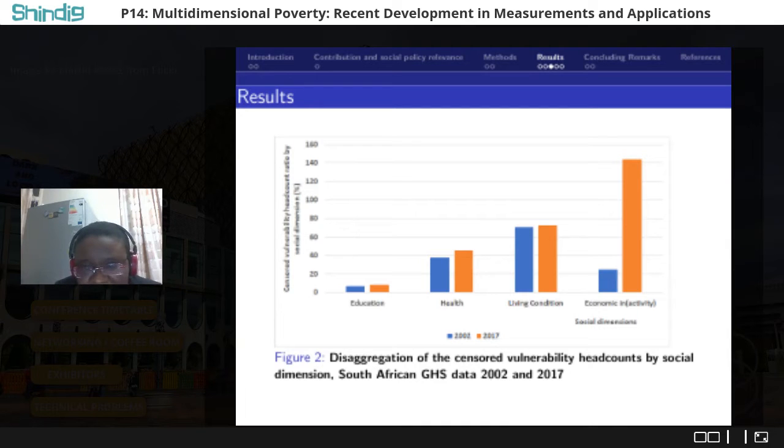Yeah, what we did there is to disaggregate the censored vulnerability headcount by social dimension. And what we see here is that economic inactivity, that is unemployment, contributes the most to vulnerability. South Africa currently, the employment rate is at 29.1%. And undoubtedly, there is a high unemployment rate in South Africa, and it's one of the dimensions that contributes, as we find out, is one of the key dimensions that contributes to the proportion of people who are prone to poverty at any slightest shock.